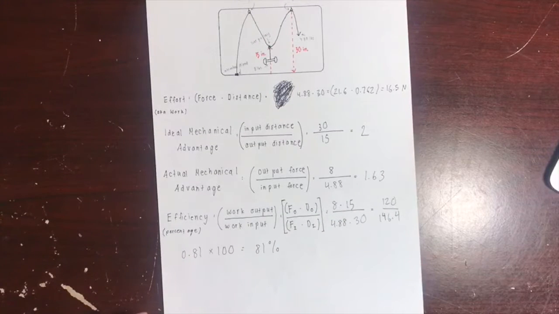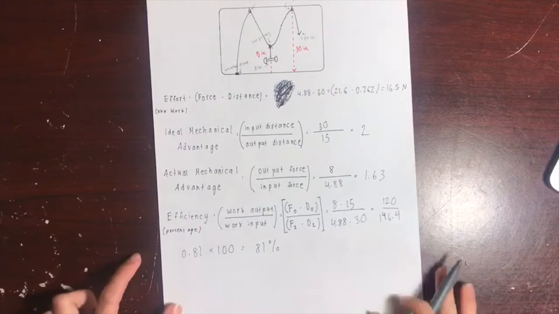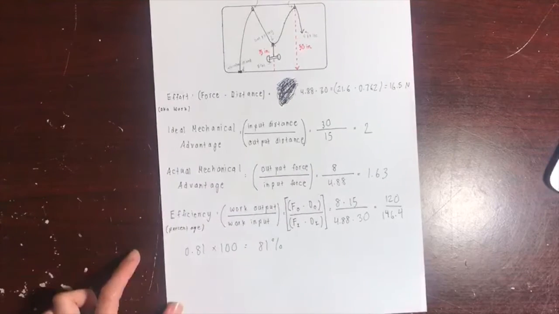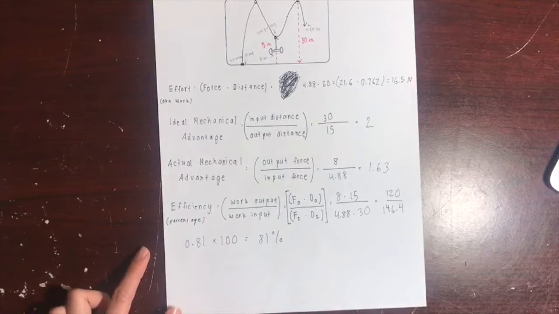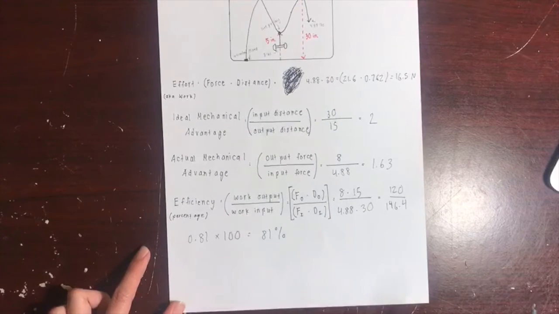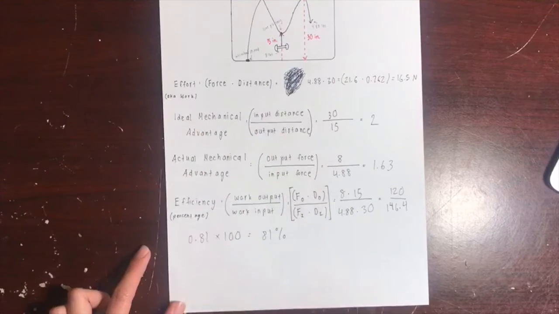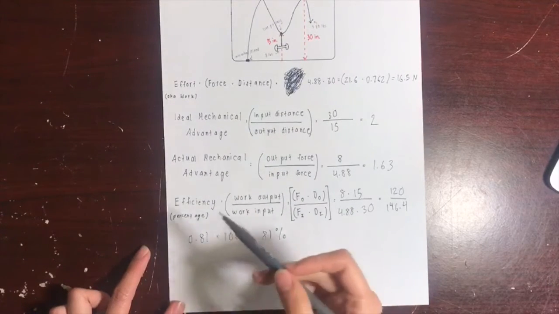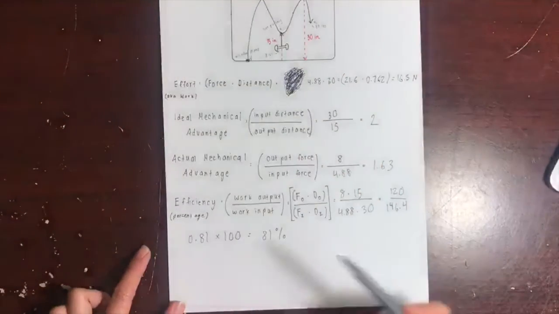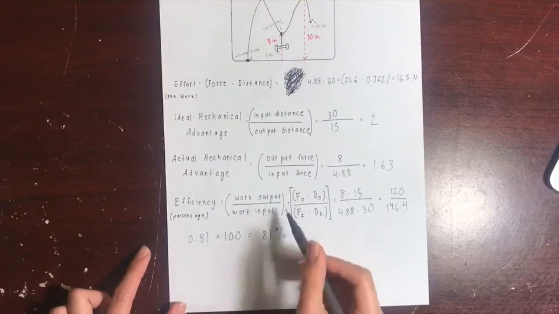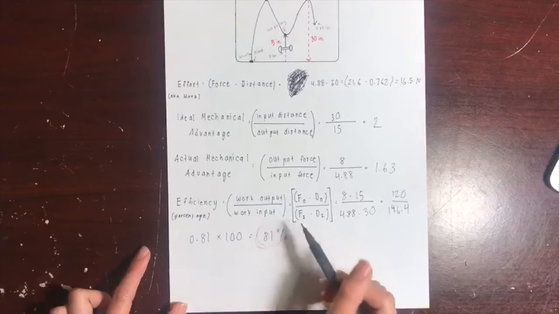So what this tells us is that efficiency is defined as how useful a machine is, and when it's at 100% efficiency, that's the ideal. Your machine is working exactly how it would if it had the ideal mechanical advantage. But since we already went over how friction makes it not ideal, the efficiency percentage of 81% makes sense.